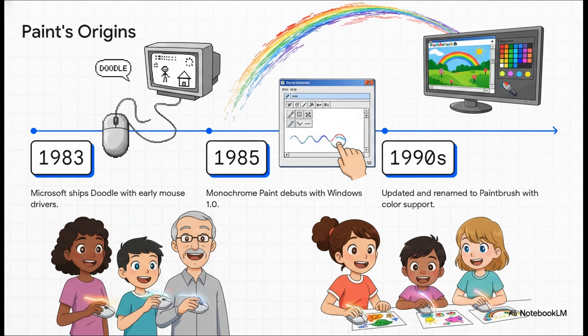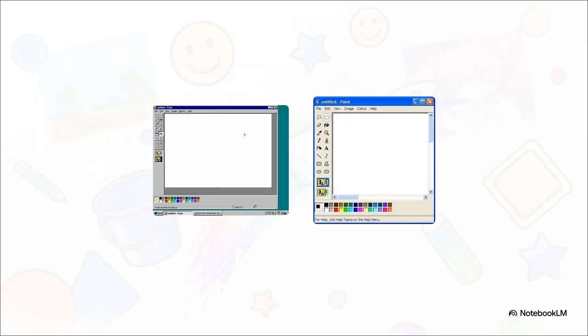By the 1990s with Windows 3.0, it evolved into Paintbrush, added color, and became an absolute staple in schools everywhere. Just look at the sheer visual contrast here. You've got that early, super basic gray interface from its origins with the tiny drawing area compared to the vibrant, instantly recognizable Windows XP version. But here's the kicker. The core DNA remained exactly the same. The tool didn't completely change its fundamental identity, it really just got better at being itself.